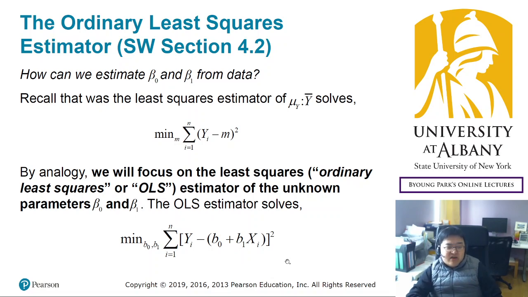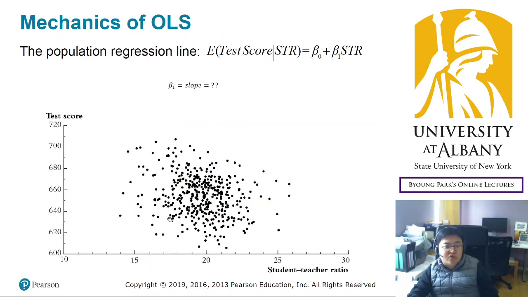Its derivation is actually not that difficult: to solve for B0 and B1, you just differentiate, obtain the first order condition, and solve for B0 and B1. It's a little bit cumbersome, but not difficult at all. But I'm not going to show you here.